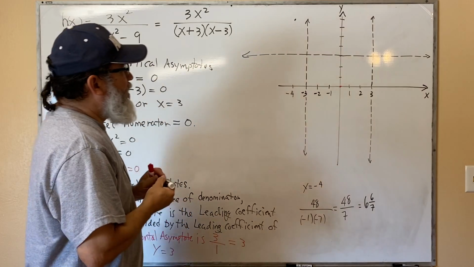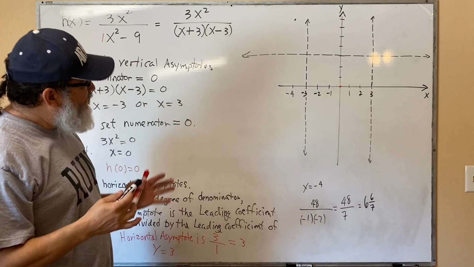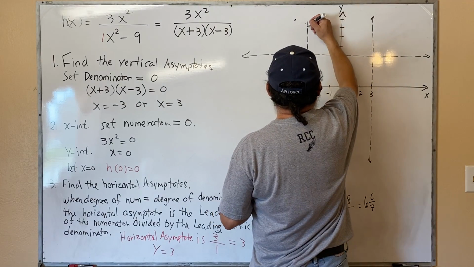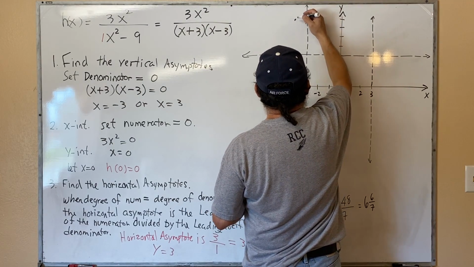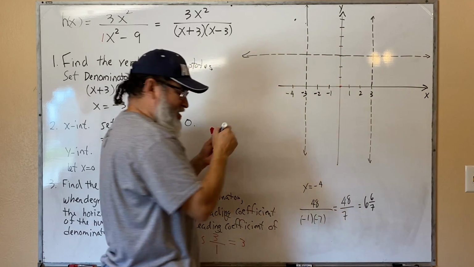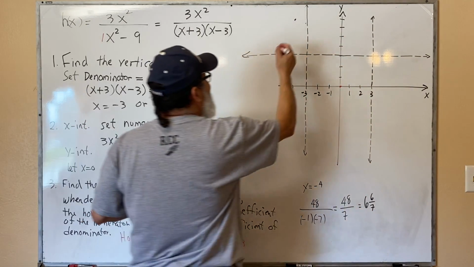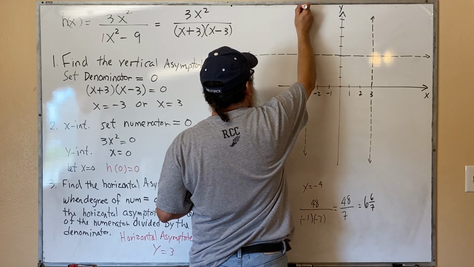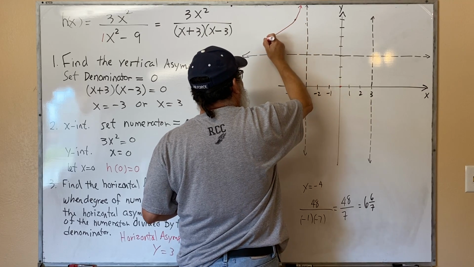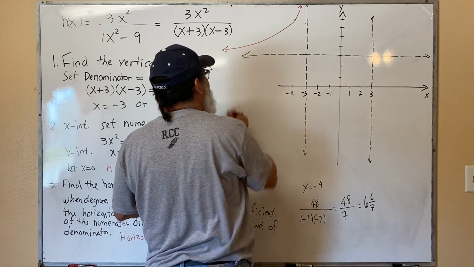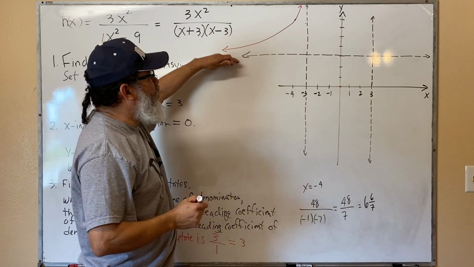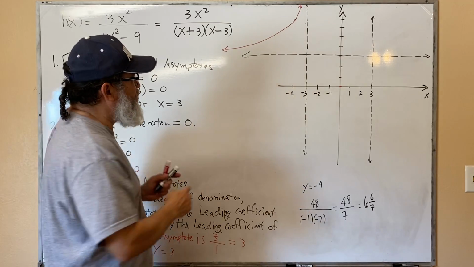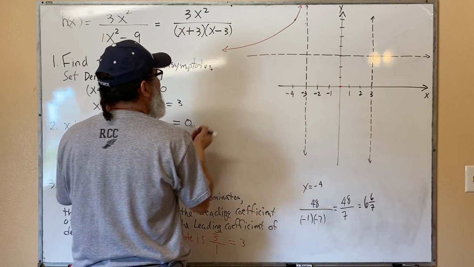So therefore, this goes up further. So we know that the graph is going to do this, and it's going to do that. It's going to get closer and closer to this horizontal asymptote, but it's never going to touch it. This continues forever and ever.